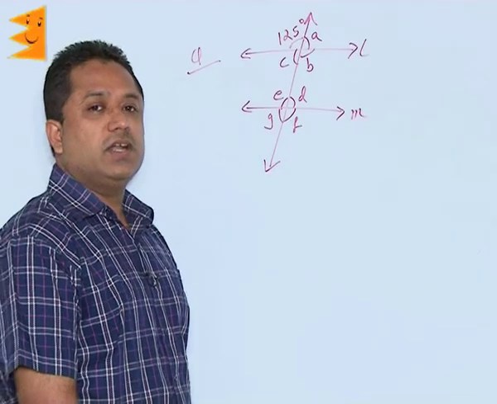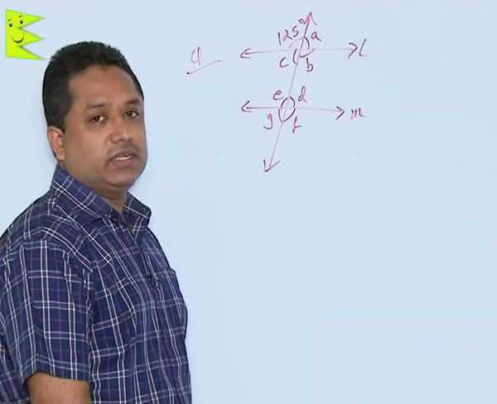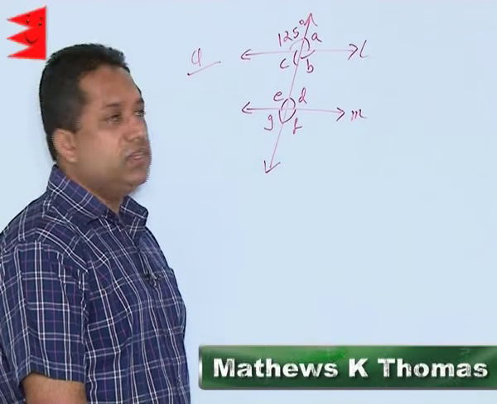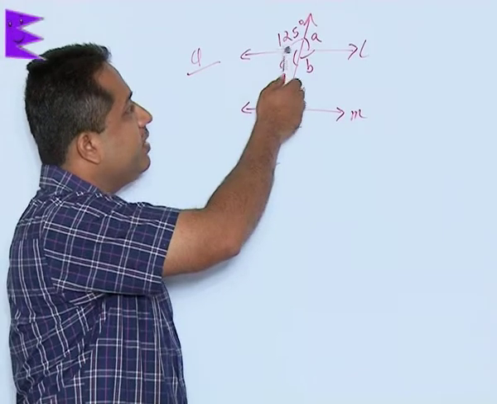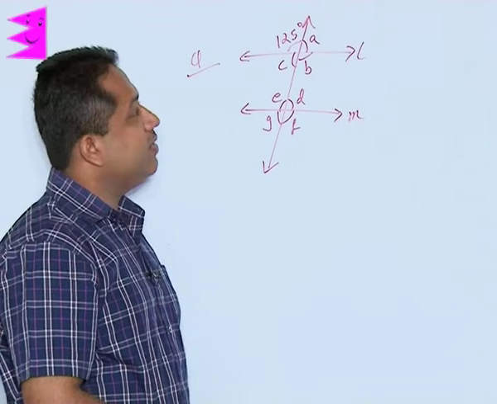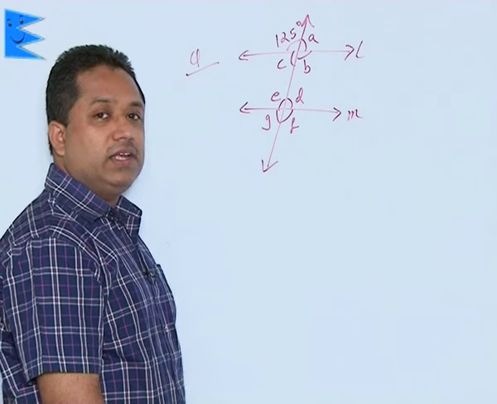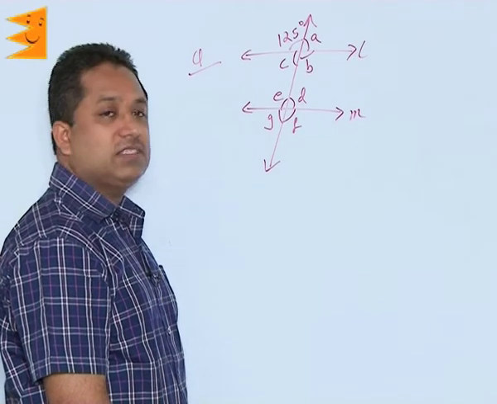Let us consider another question where two lines L and M are parallel to each other and it is intersected by a transversal forming 8 angles. One angle is given here, 125 degrees, and the question is to find out the other 7. So, one angle is given to us, that is 125, and by using the properties of parallel lines and other angle properties we have to find out the remaining 7.